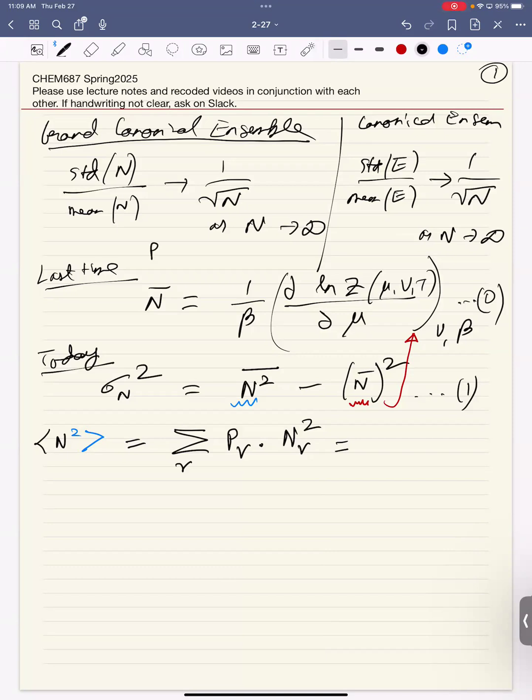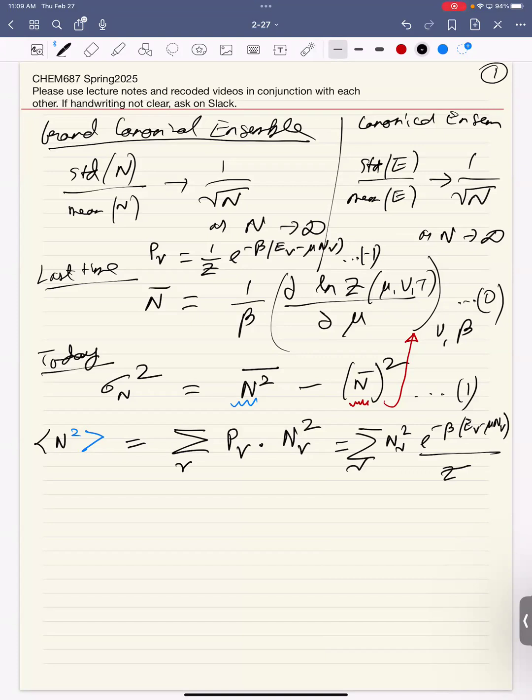Equation -1 is P nu is equal to 1 over Z e to the power minus beta E nu minus mu N nu. Okay, we call this equation -1. We are going to use this one over here. So this becomes summation nu N nu square e to the power minus beta E nu minus mu N nu, the whole thing divided by Z.